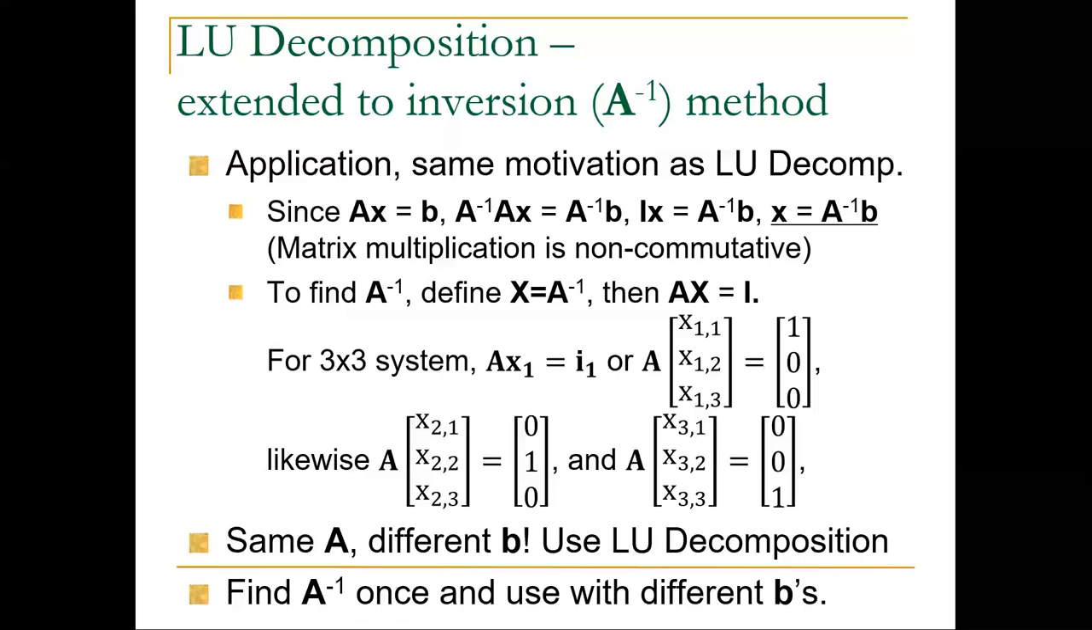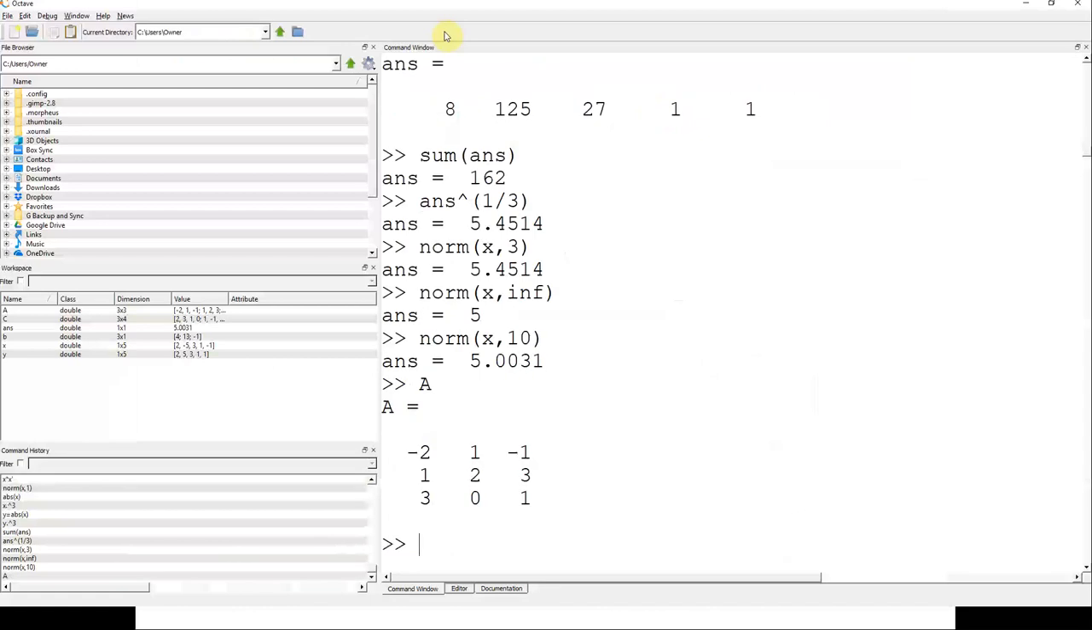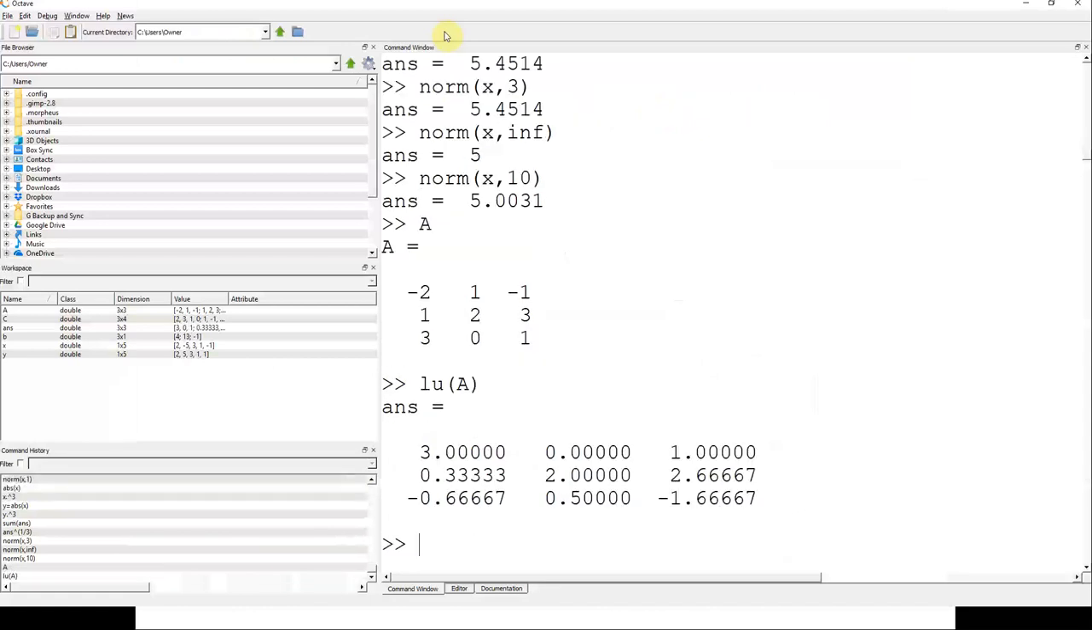And again, Octave has that for you already. Here is A. I can say LU of A. It just did an LU decomposition. Let me write this though: L, U equals LU of A.